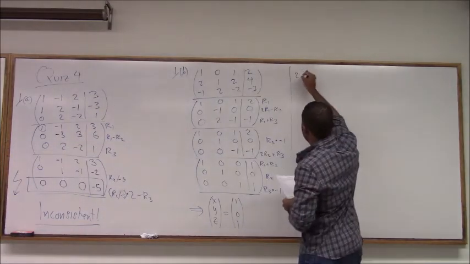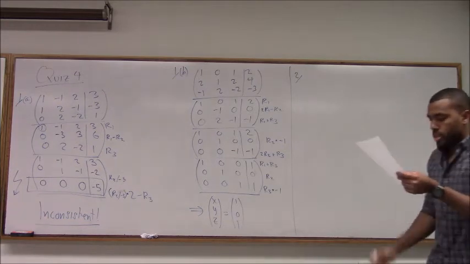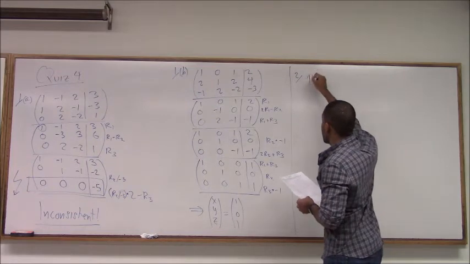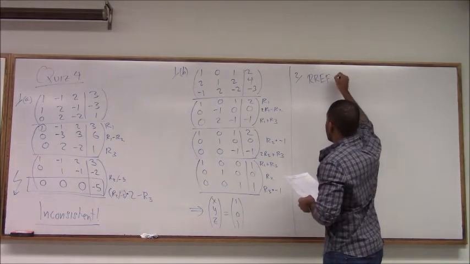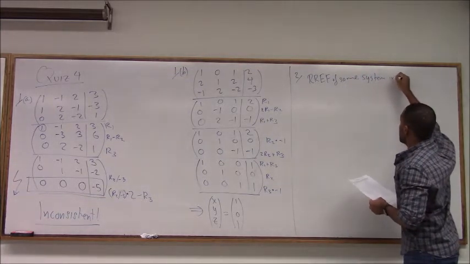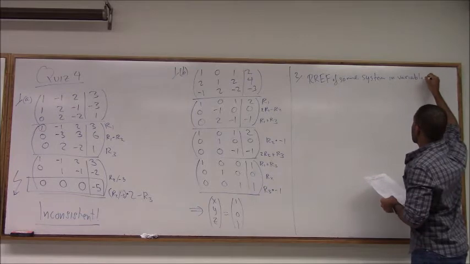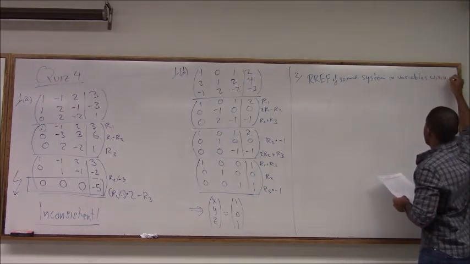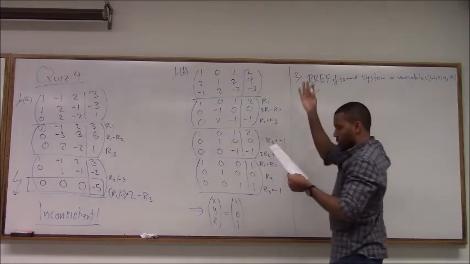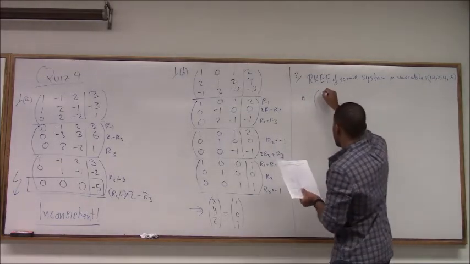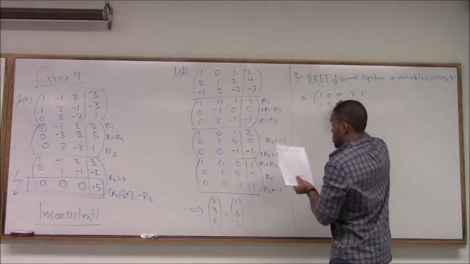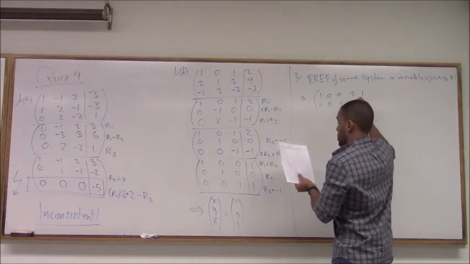Let's go to 2. So 2 says we had a system in the variables w, x, y, z, and we found the reduced echelon form. So the reduced echelon form of some system in variables w, x, y, z is given to you. So the work was already done, and this is the reduced echelon form: 1, 0, 0, 2, 1; 0, 0, 1, 2, 3.